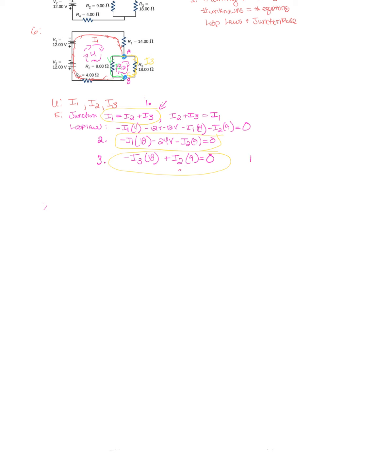Okay, so before we do that though, let's solve for I3 and see what we get. So I3, we're just rearranging equation number 1, is going to be I1 minus I2. So let's plug that in. We have a negative I3, so that's going to be negative, well, let's bring the 18 out too. Negative 18 times I1 minus I2, plus 9 I2 equals 0.